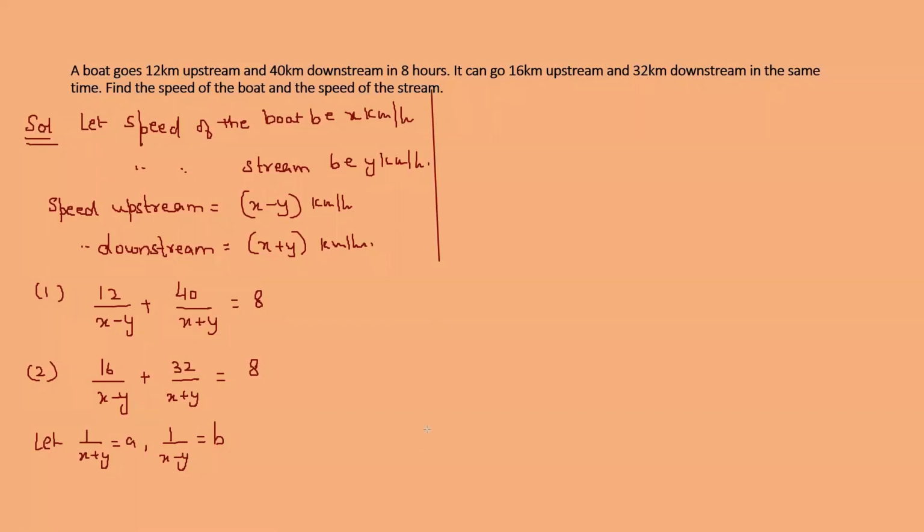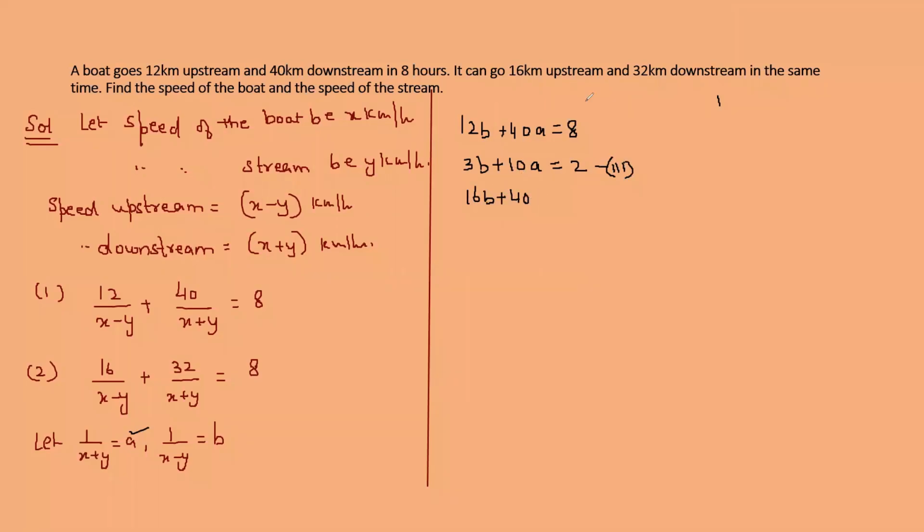So the first equation, 12b plus 40a is equal to 8. I can reduce it to 3b plus 10a equals 2. I'm dividing by 4. So this is the third equation. Next is 16b plus 32a is equal to 8. That means if I divide by 8, it is 2b plus 4a equals 1. This is the fourth equation. Now let's simplify third and fourth.